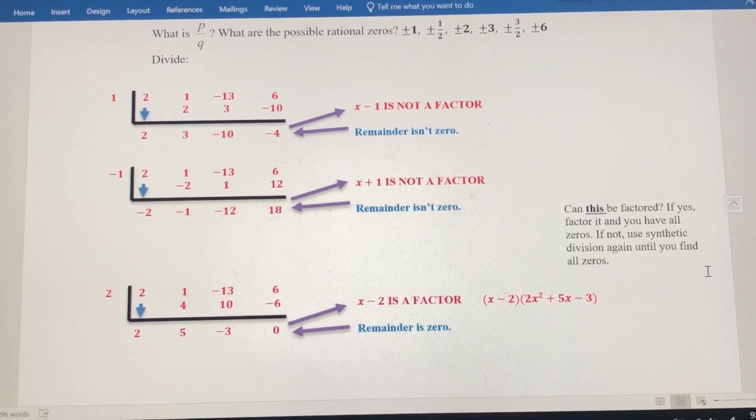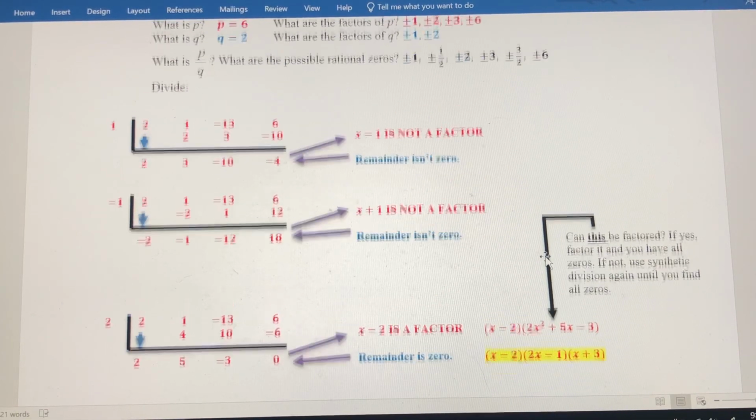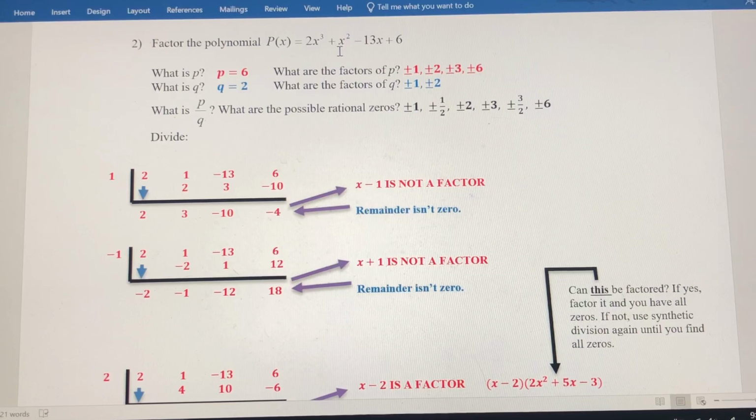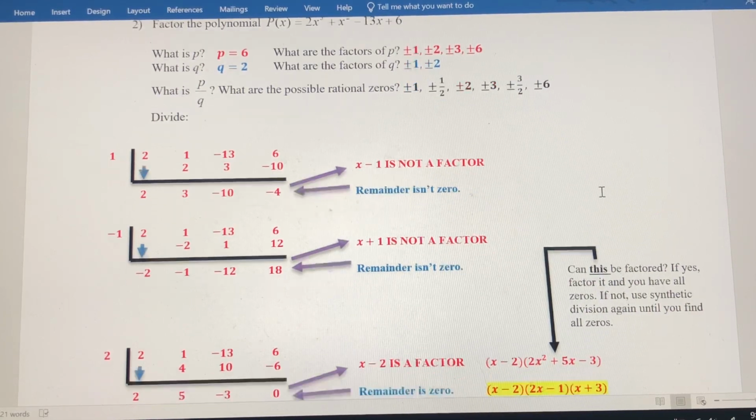Our next question is, can that be factored? If it can't be factored, we can use the quadratic formula, but this can be factored. You could also continue trial and error, going through the possible zeros until you find the remaining factors. But hopefully you recognize you can factor that as 2x minus 1 times x plus 3. So these are the 3 factors of this polynomial function, 2x cubed plus x squared minus 13x plus 6.